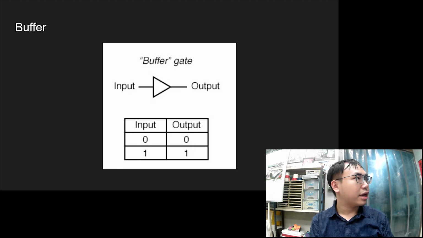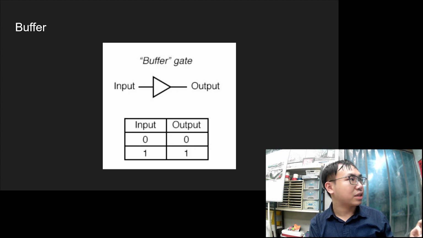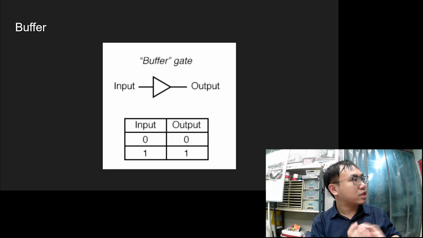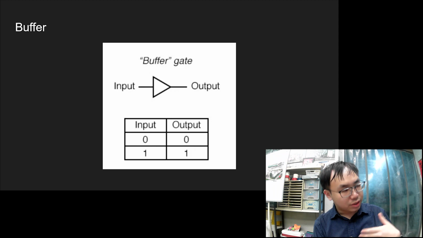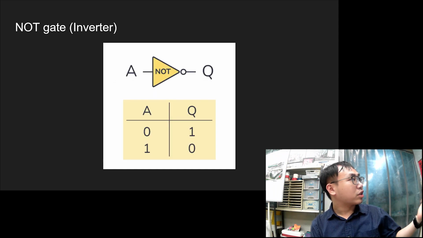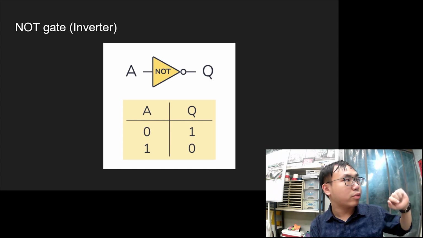And we have different symbols. Buffer means 0 to 0, 1 to 1. This symbol actually looks like an amplifier, but a buffer does not process the signal. It does not change the content of the signal. 0 input is still 0, 1 input is 1. Not gate inverts the signal: 0 input, 1 output; 1 input, 0 output.